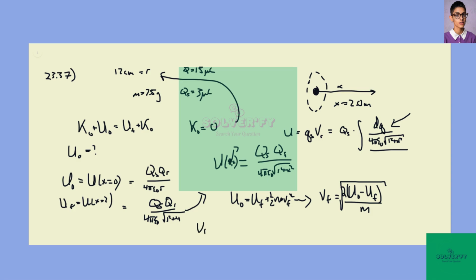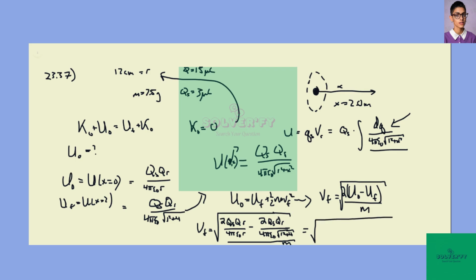Okay, so our V final then becomes the square root of 2 QS QR over 4 pi epsilon naught R minus 2 QS QR over 4 pi epsilon naught square root of R squared plus 4, and this is all divided by the mass. It's hard to see there. So we can just plug things in now.